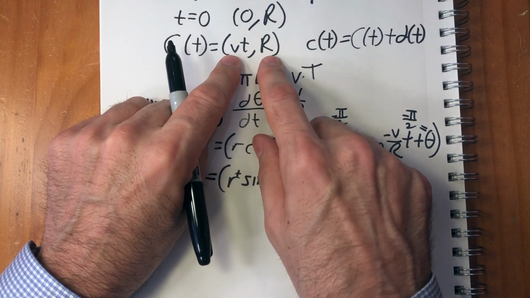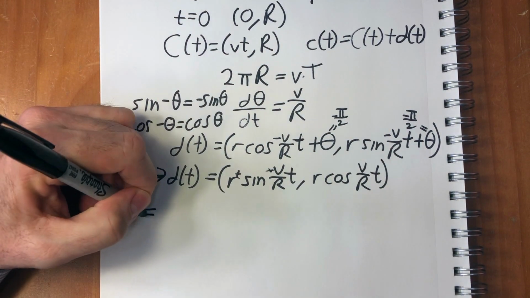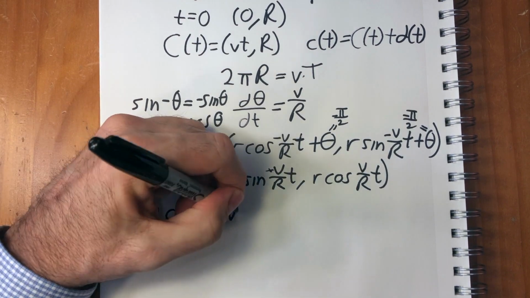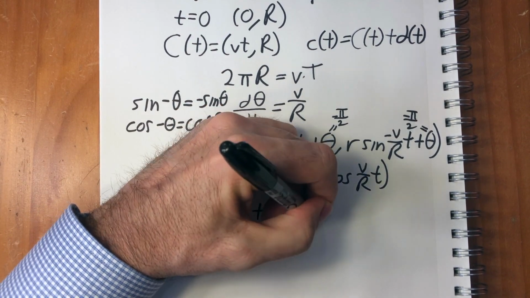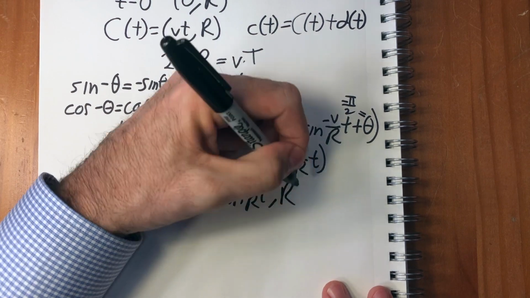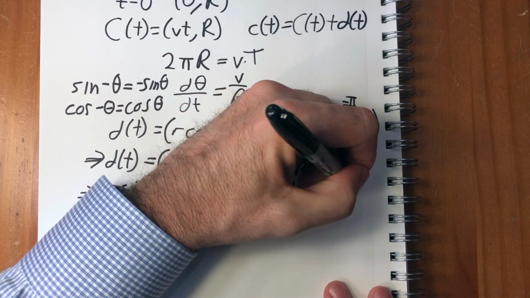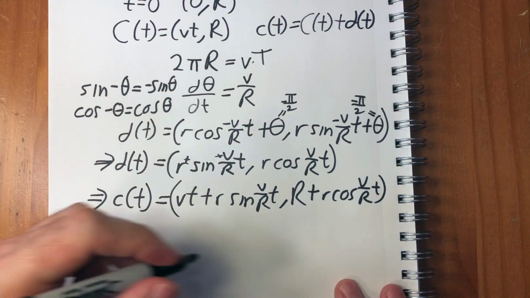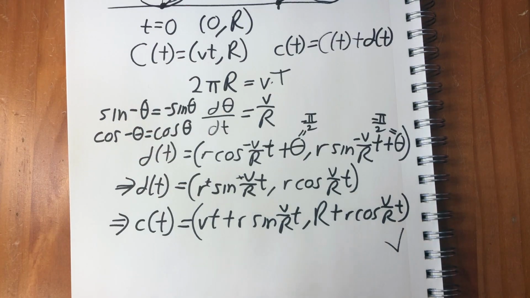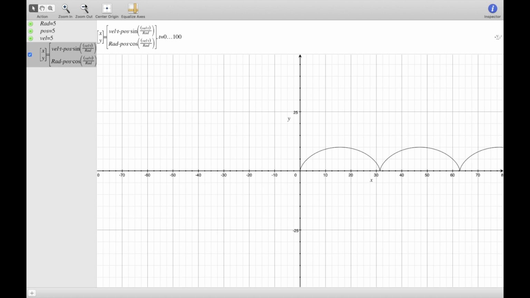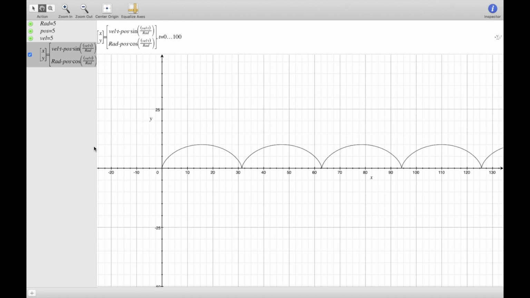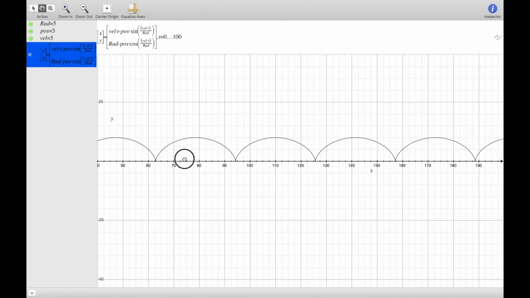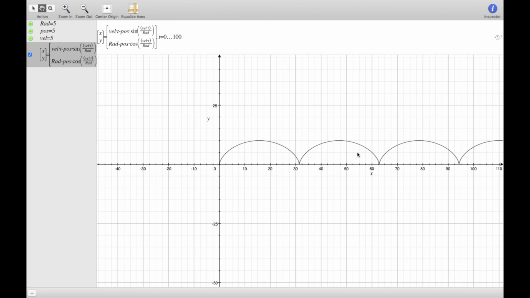So just vt, comma, r plus this equals, so the path is vt plus r sine of v over r t, comma, r plus r cosine of v over r t. And that is the answer. Okay, good. So did we do this right? Let's find out. Hey, it worked. Look at that. And there you go. That's good. This is called a cycloid.